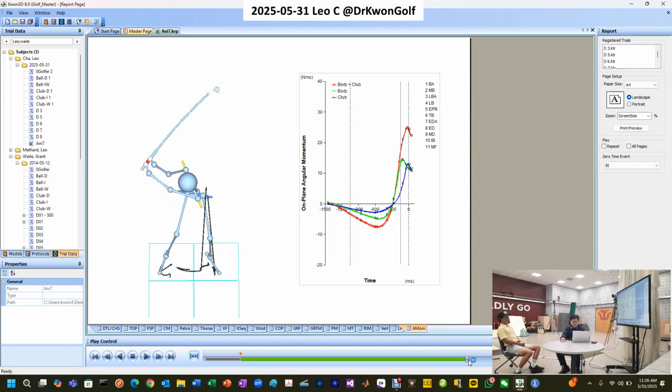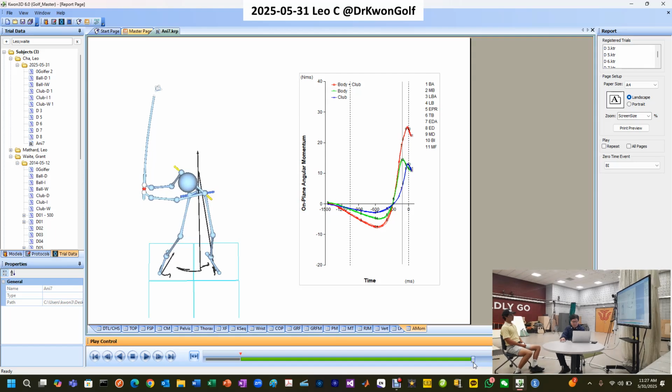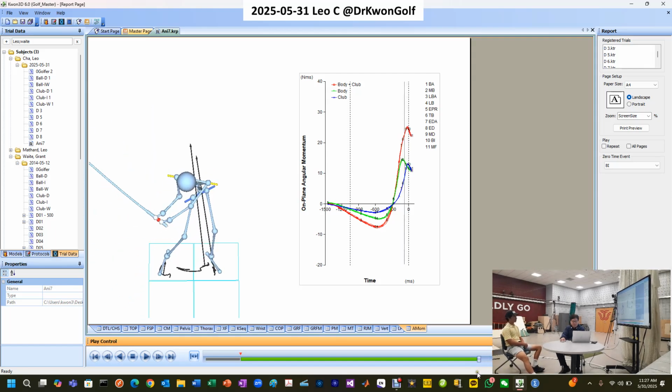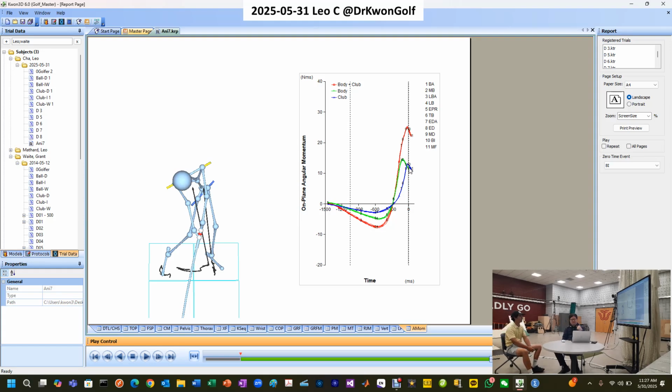So this is your peak angular momentum, but your body is not losing much angular momentum here. So the club does not gain much angular momentum here. So at impact, your body and club have very similar angular momentums. But Grant, what he's doing really well is the body slows down and then the club further speeds up. So a big portion of the angular momentum in the body is transferred to the club.